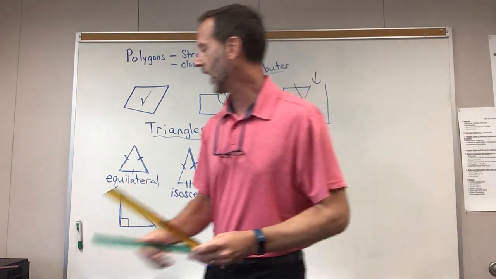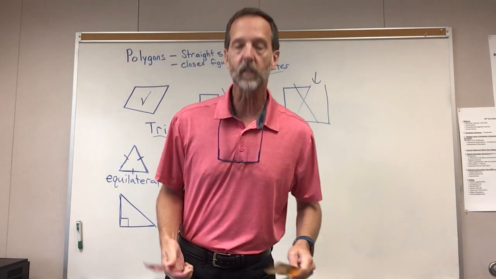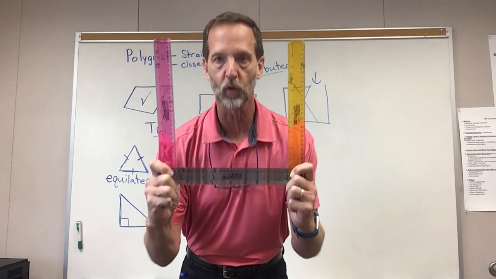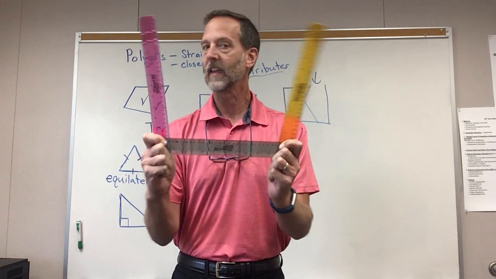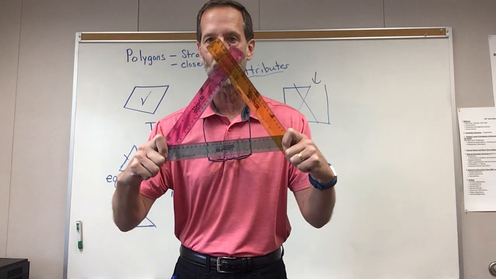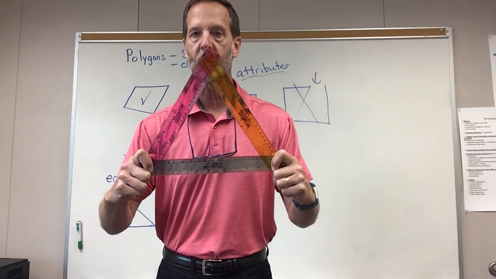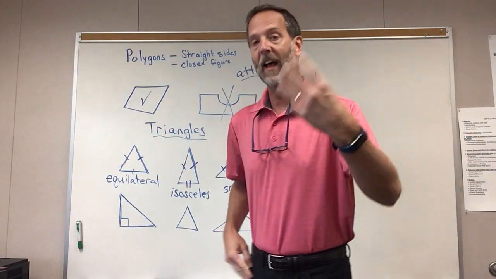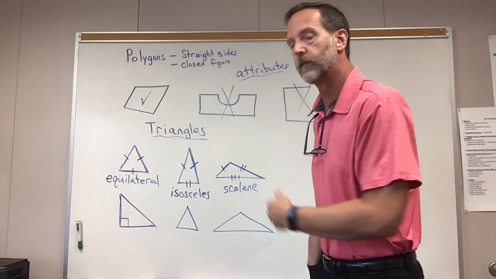Now, every triangle has to have at least two acute angles. It can't have two right angles because it wouldn't do what? It wouldn't close. Can't have two obtuse angles because, again, it wouldn't close. It's got to have two acute angles to pull them in. Now, the question is, what is the third angle? That's going to determine what kind of triangle you have.